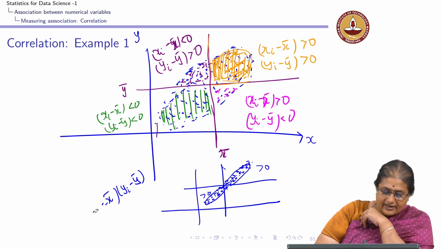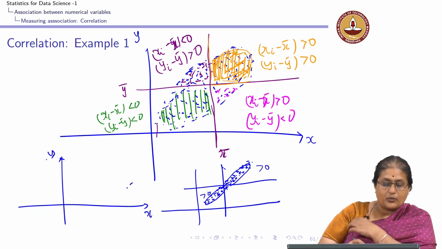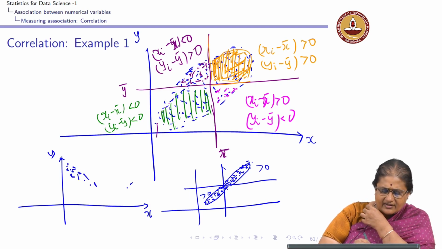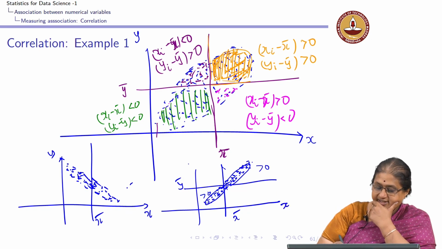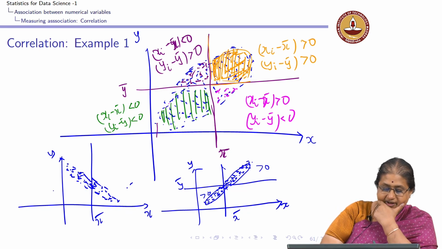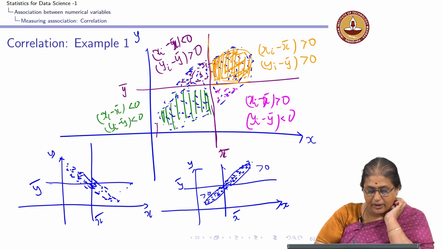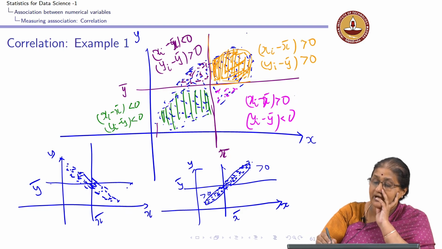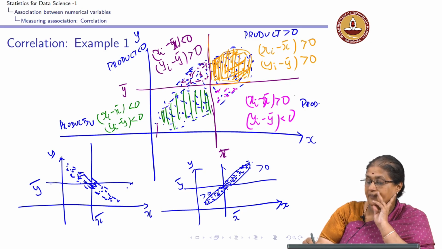Whereas, if I have my data of this kind, with my x here and my y here, suppose this is my scatter plot. Again, this is my x bar and this is my y bar. Now, if you notice this scatter plot, the product of the deviations is greater than 0 in this quadrant, less than 0 here, and here also less than 0.